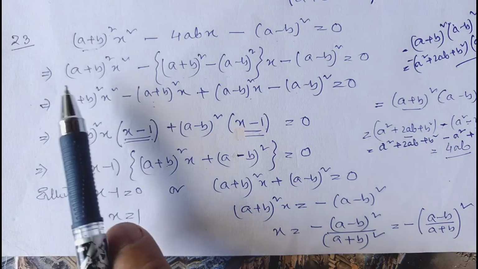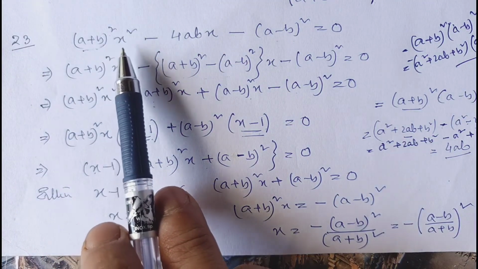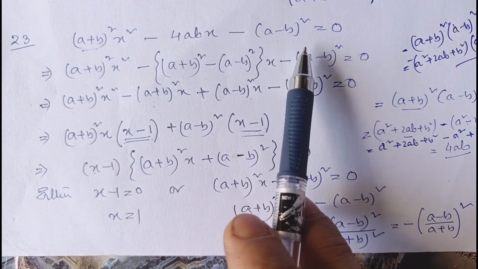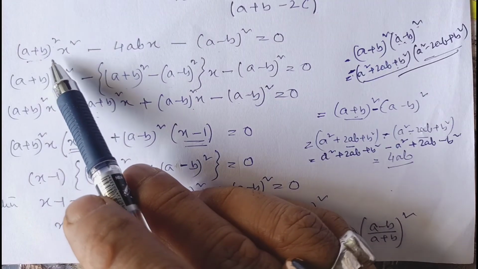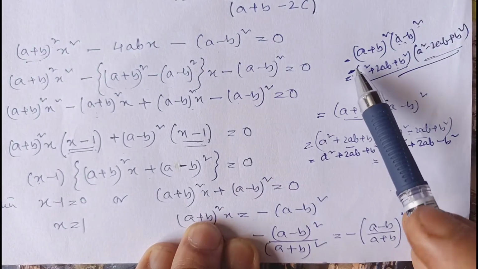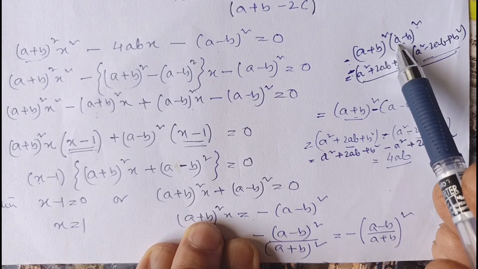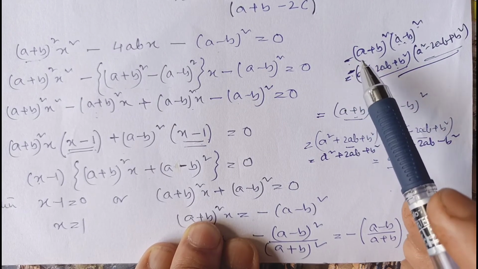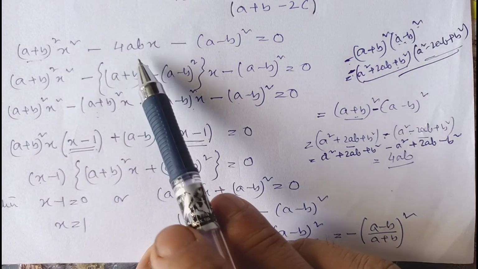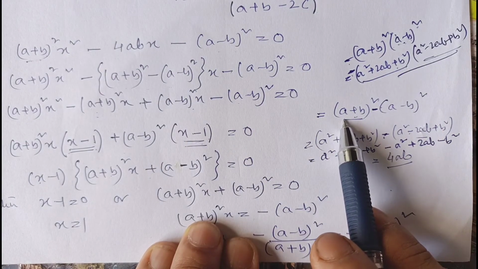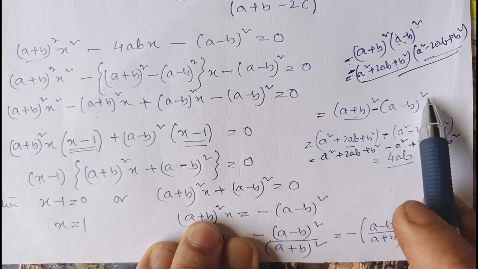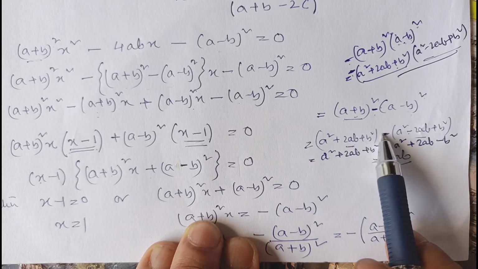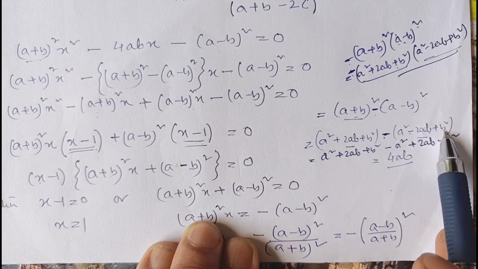twice c. In question number 23, it is given a plus b whole square x square minus 4abx minus a minus b whole square equals 0. Here if we multiply the coefficient of x square with the constant part, then it will be minus a plus b whole square into a minus b whole square. Since this is negative because one minus sign is there, that means we need two terms whose difference should be 4ab. If I consider one term to be a plus b whole square, another is a minus b whole square, and if we subtract, then it will be a square plus twice ab plus b square minus a square minus twice ab plus b square.